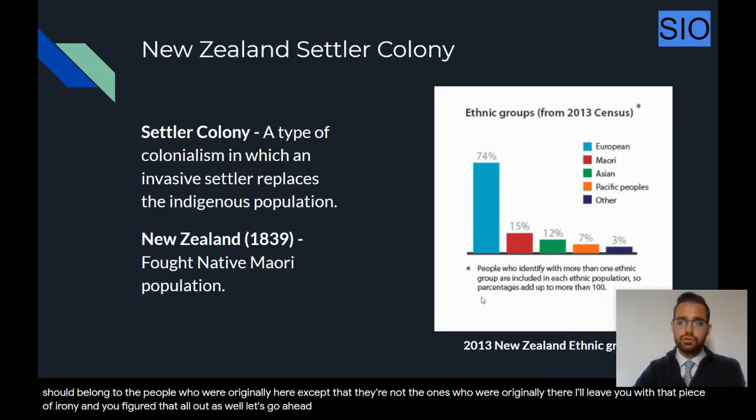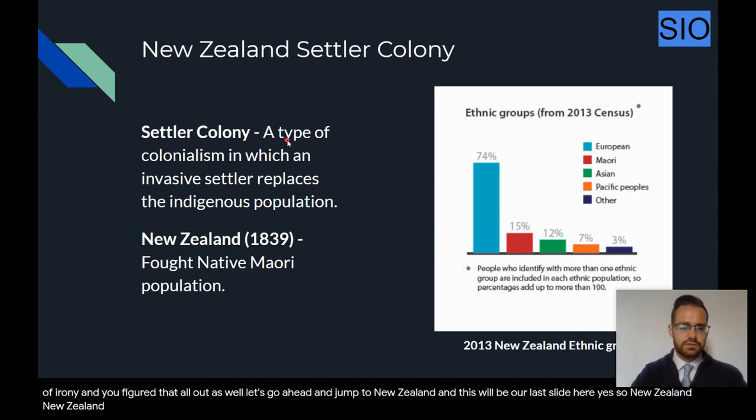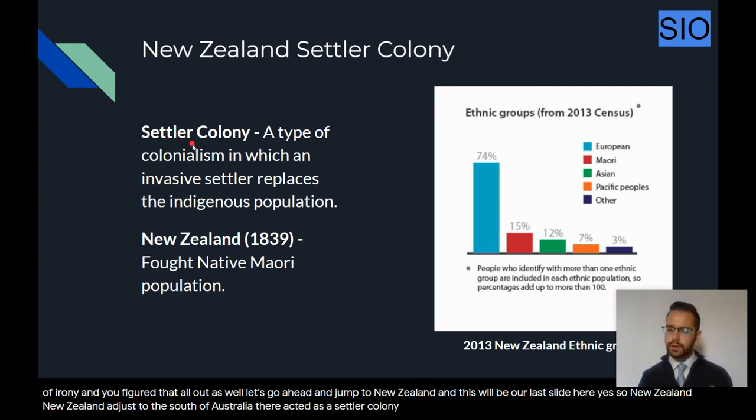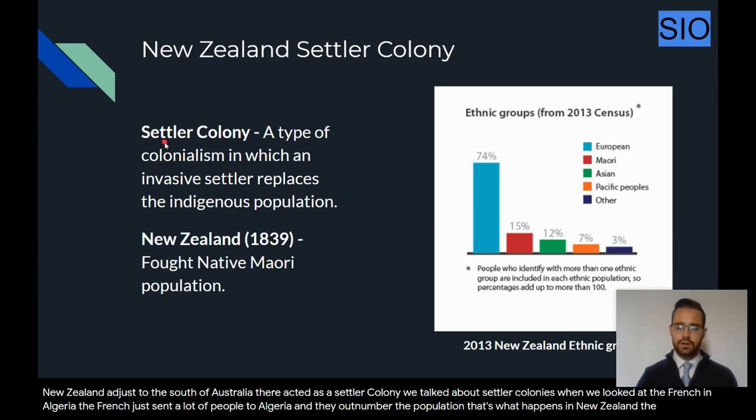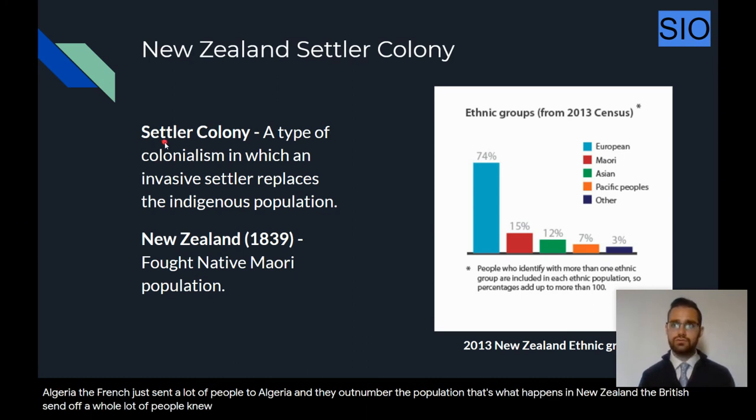Let's go ahead and jump to New Zealand, and this will be our last slide here. So New Zealand, just to the south of Australia there, acted as a settler colony. We talked about settler colonies when we looked at the French in Algeria. The French just sent a lot of people to Algeria, and they outnumbered the population. That's what happens in New Zealand. The British send a whole lot of people to New Zealand, and they outnumber the Maori population, which happens to be the original native population that was there.